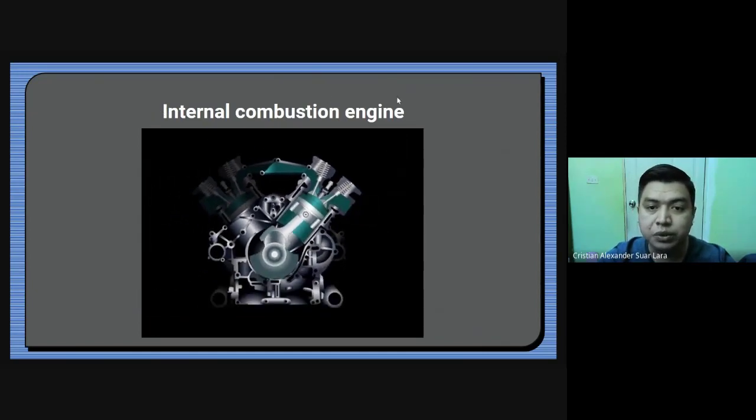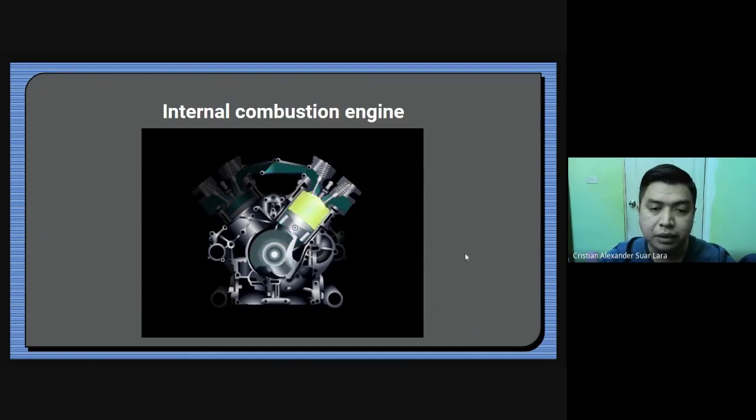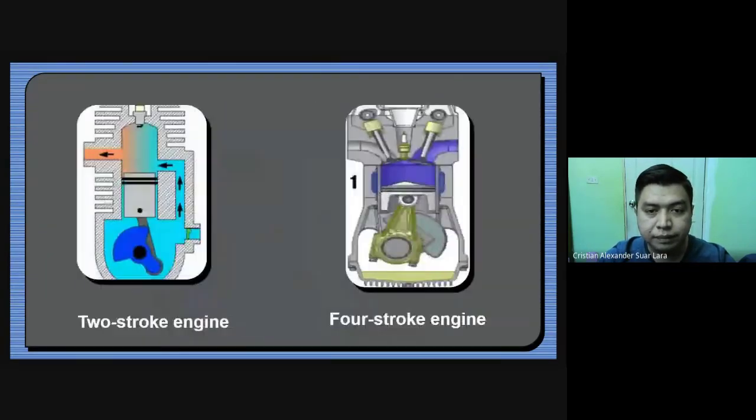This is the internal combustion engine, its parts and function.